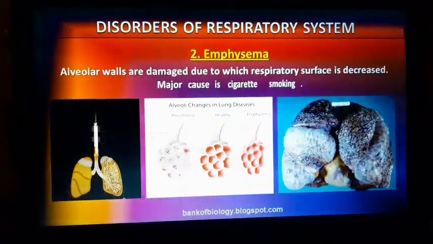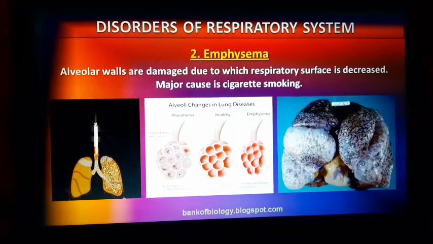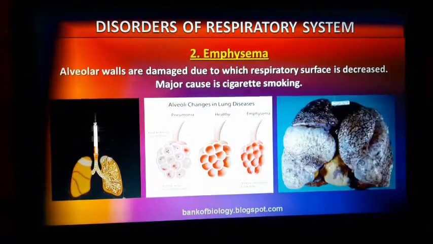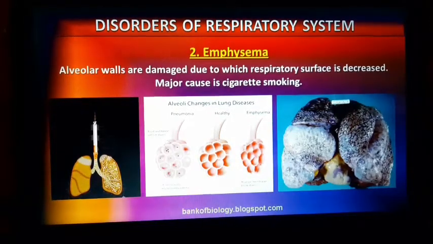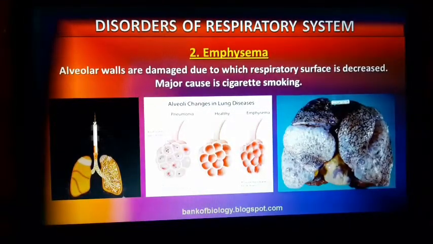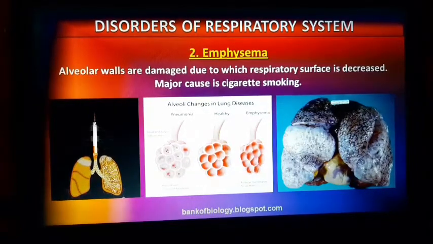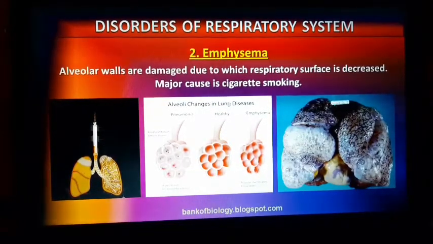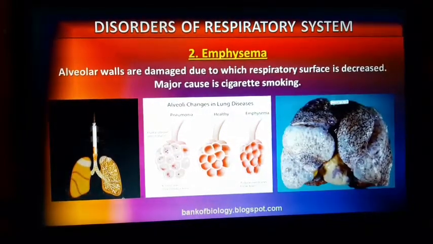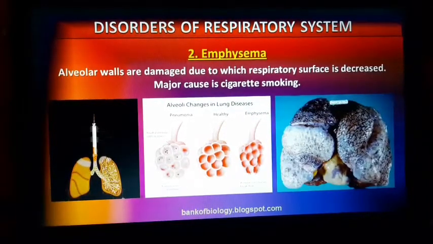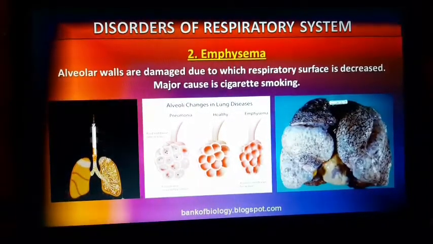The next one is regarding emphysema. Emphysema is also a respiratory disorder. We also call it a lower respiratory disorder. So alveolar walls are damaged, due to which the respiratory surface is decreased, and the major cause is smoking of cigarettes. Here the alveolar walls get damaged, become hardened, and lose elasticity. As a result, the lungs get damaged. And the next cause is lung cancer, because 99.9% of lung cancer is due to smoking of cigarettes.